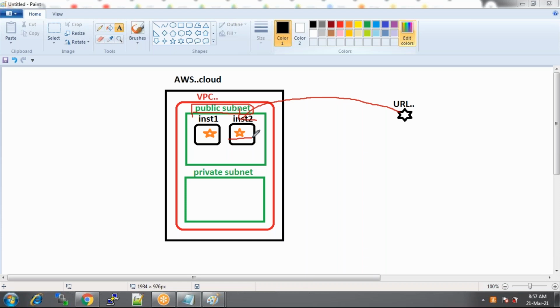Whatever application you want to be accessed globally and publicly, deploy it on public subnets. Is the importance clear? What is a public subnet? Whenever instances are deployed in a public subnet, those instances or applications can be accessed publicly, or from anywhere.